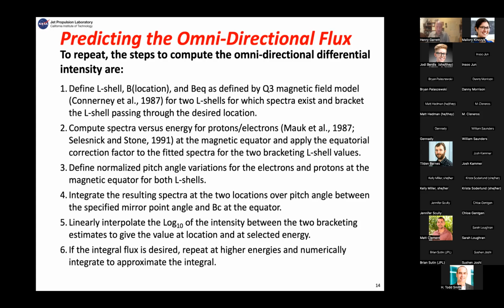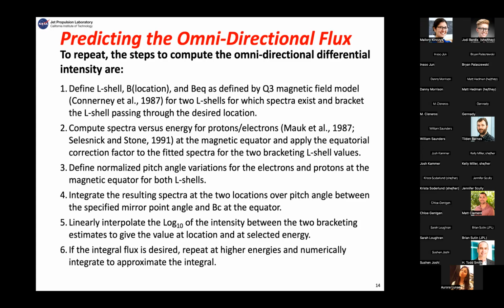So we would take and determine two L shells that bracketed the location we were interested in, and then we would compute the energy spectrum at the location using Mach and Selesnick and Stone data that were published. And then we'd move things down to the magnetic equator, of course, and apply the correction factors that we needed and got the pitch angle distributions.